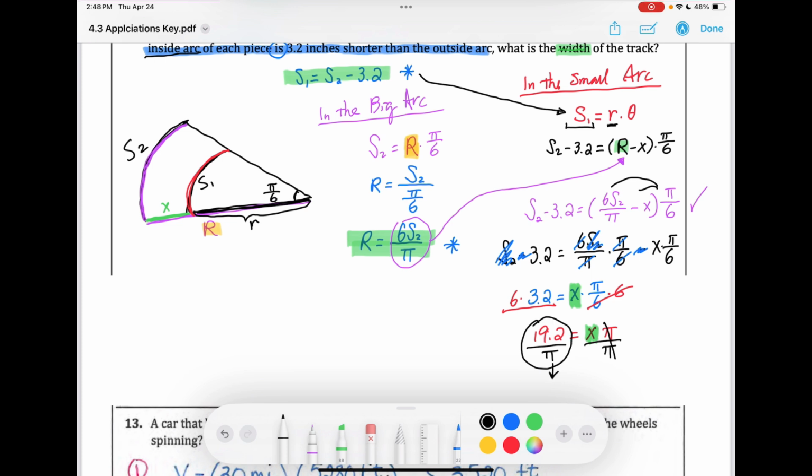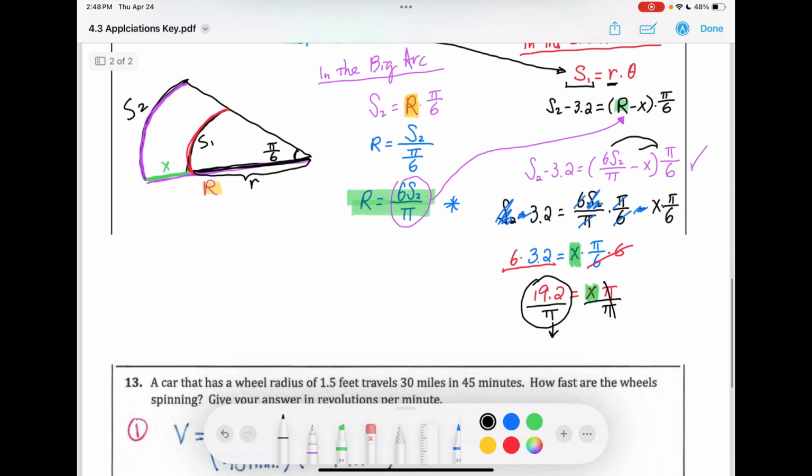What we see is what we got. So now we got x. It is equal to 19.2 divided by pi. So about 19.2 divided by pi, about 3, right? So that will be about 6 inches. And that will be the answer.